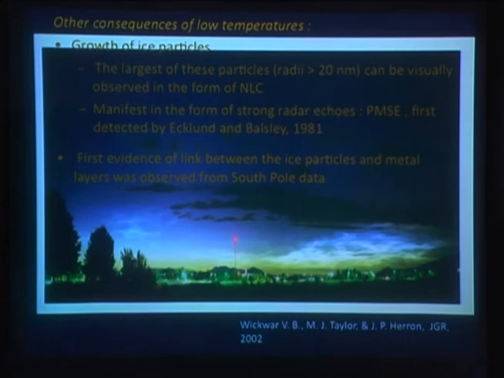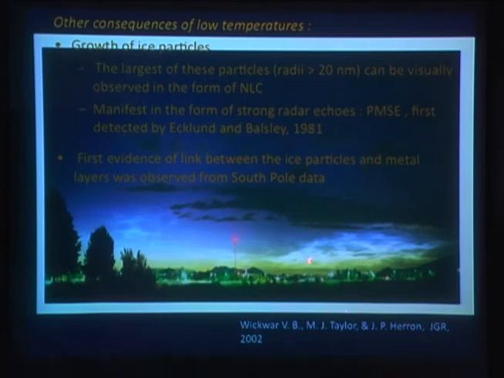One of the other consequences of low temperature on the metal layers is the growth of ice particles. When these particles grow and their radius exceeds 20 nanometers, they are visually observed as NLCs or noctilucent clouds, and they can also manifest in the form of strong radar echoes. The first evidence of the link between the ice particles and the metal layers was seen from the South Pole data. This picture shows some NLCs, and it has been published in JGR by Bikwar et al.